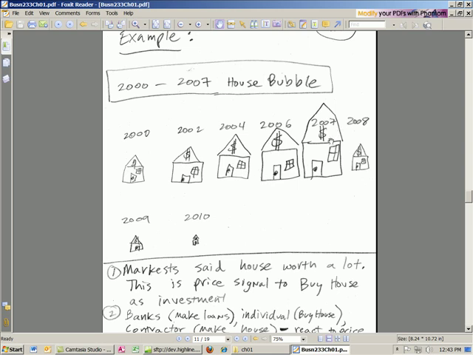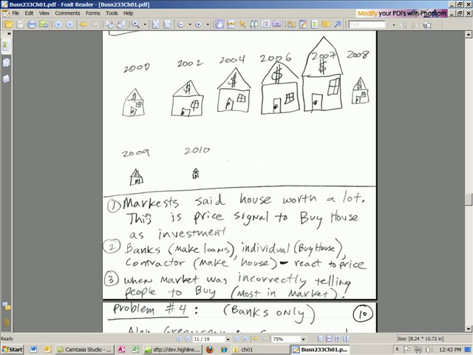That signal was not accurate, because what did it do when it crashed? Everyone, we all lost our shirts, right? And the price is still going down. If you haven't noticed, this is 2010. You'd think 2008, 9, but it's still going down. All right, so this is an example.